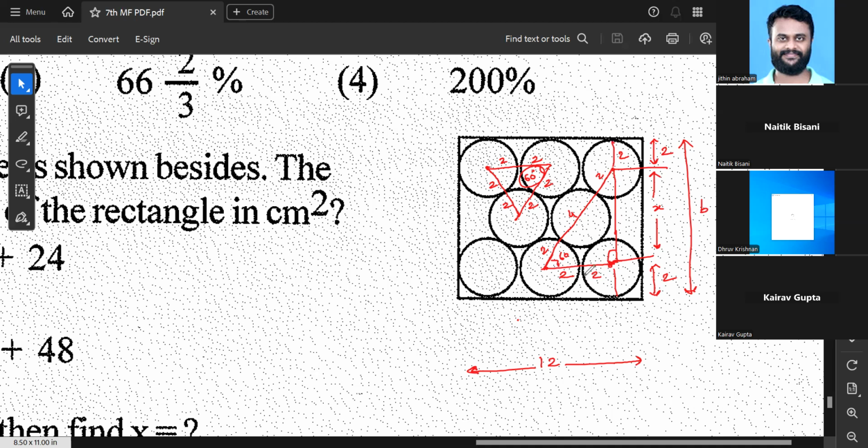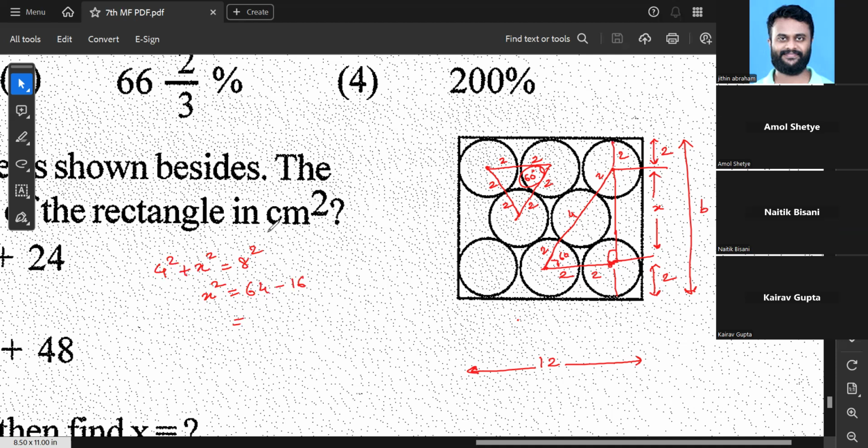Now this is 2 and 2, 4. This is 8. This is a right angle triangle. So 4 squared plus x squared is equal to 8 squared. That gives you x squared is equal to 8 squared, which is 64, minus 4 squared, which is 16. How much is that? Sir, 48.